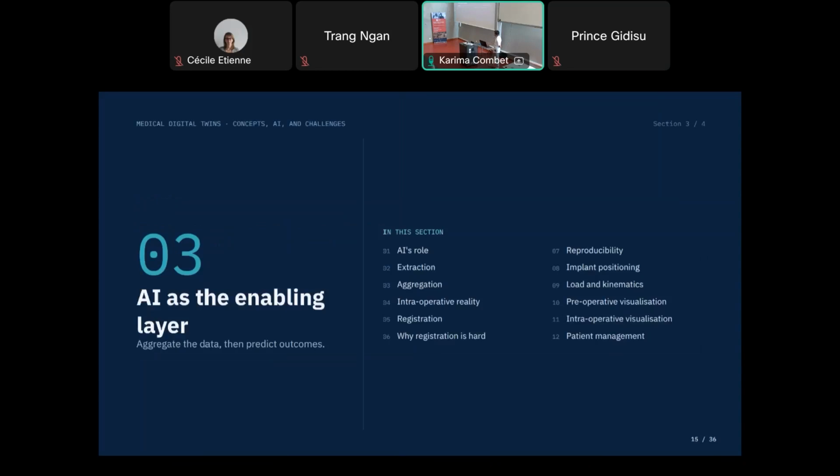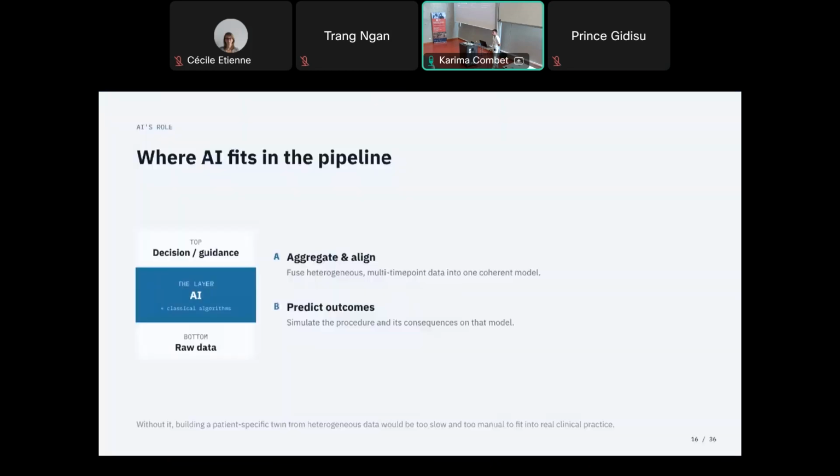And in this section, I will go deeper into the technical layer and how AI is an enabling layer of the medical digital twin. So how does AI actually fit in all of this? As just previously mentioned, AI can be considered as an enabling layer of this pipeline.